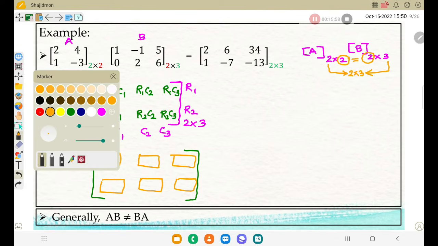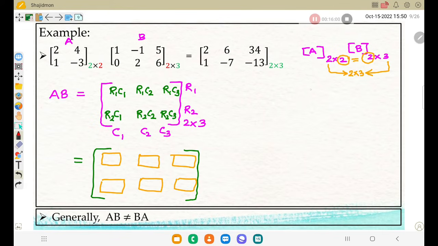So first we will start with R1, C1. First we are calculating the first row with the first column, R1, C1. So which is the first row? The first matrix, first row. This is row number 1. Which is the first column? This is column number 1, second matrix, column number 1. So what do we need to multiply? 2, 4. First row.